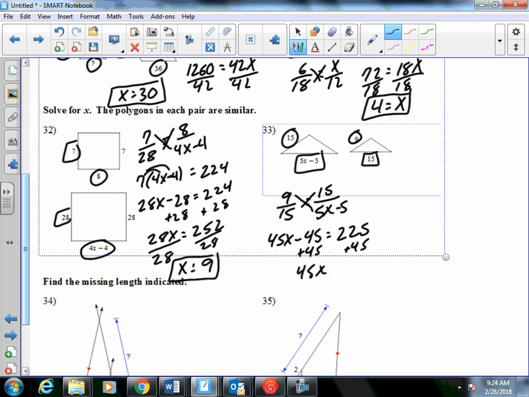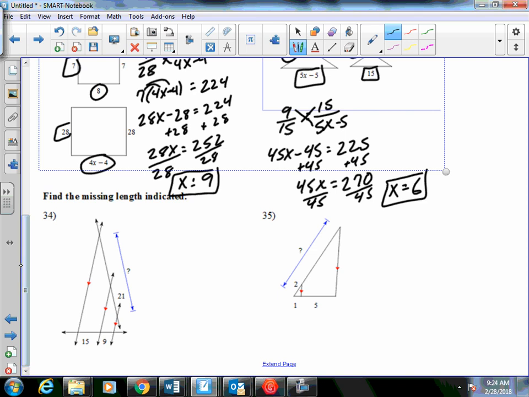So 45x equals 270. Divided by 45. And x is going to equal 6. All right, so 34 and 35 wants us to find the length indicated.